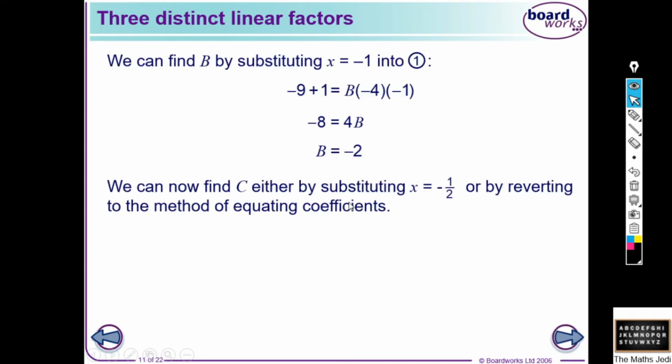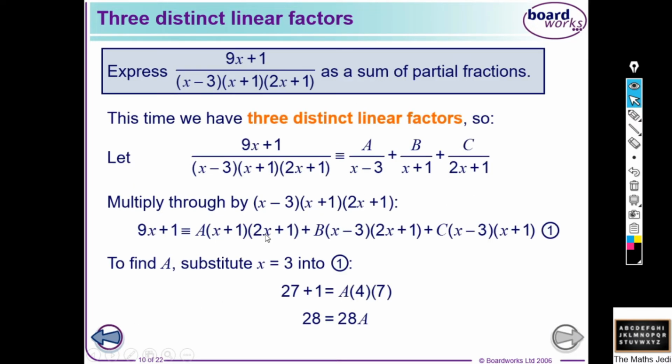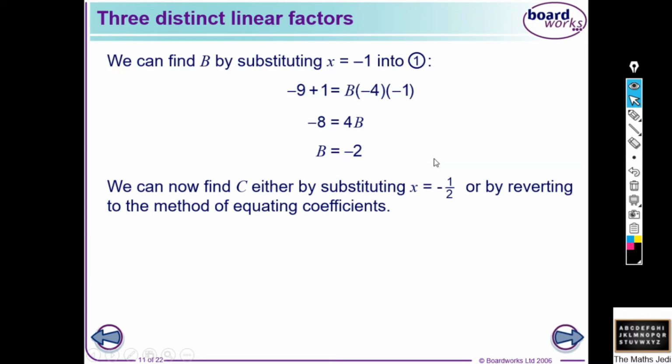So to find c, we can use substitution x equals minus a half. Why is it minus a half? Because you can see that minus a half here would give you a 0 bracket, minus a half here would give you a 0 bracket, it would leave you with c. So that's the way you could use substitution to find c.